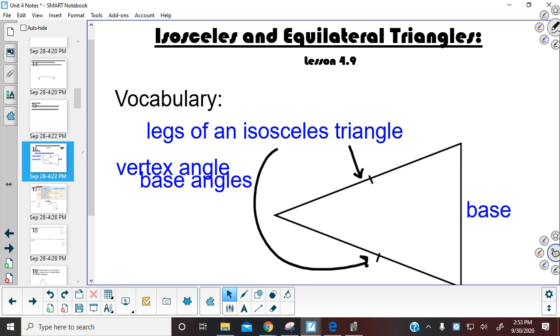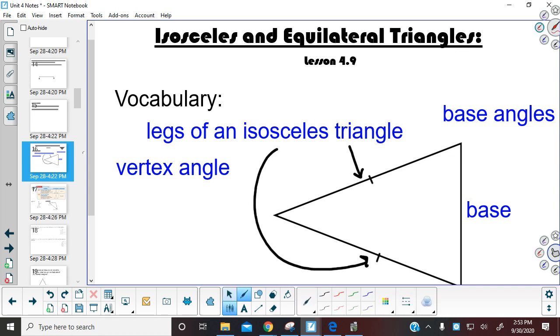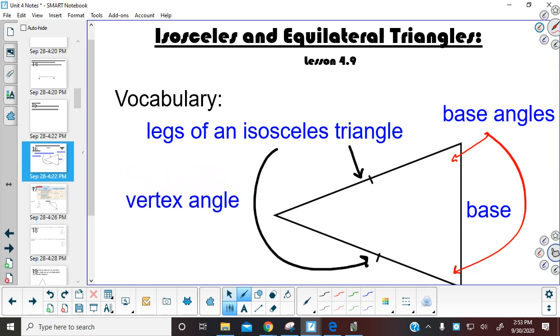Now, base angles are just the angles that are up against the base. So this angle is a base angle, and this angle here is also considered a base angle. That leaves the only other angle, which is considered your vertex angle. Your vertex angle is the angle that's formed by your two congruent sides, or formed by the legs. Another way to look at it is that your vertex angle is directly across the triangle from your base.